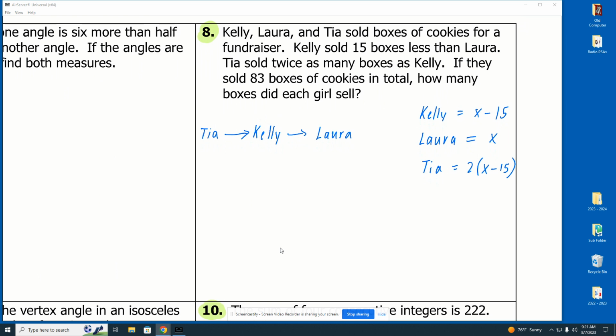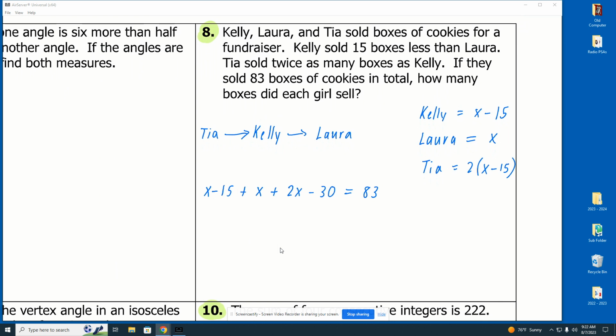That's right. They all sold a total of 83 boxes. So we simply add all of these up. I'm going to take Kelly, who sold X minus 15, and add to her Laura, who sold X, plus Tia, who sold 2 times X minus 15. 2 times X is 2X, and then 2 times negative 15, and all of that is a total of 83 boxes.